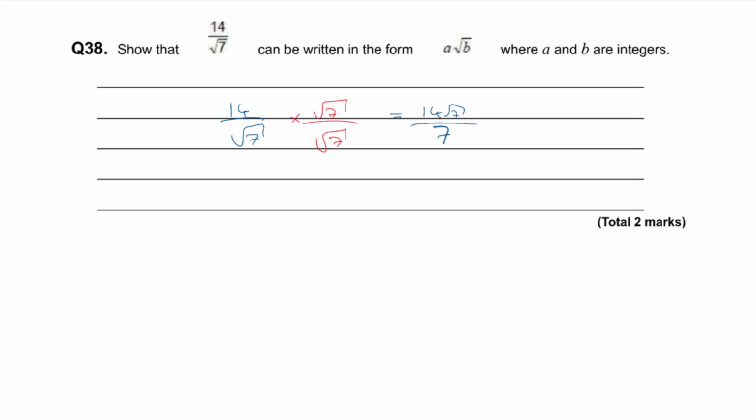Now you'll notice that 7 goes into the 14, so you can cancel that out. So that divides into that, leaving you with 2. So my final answer then is going to be 2 root 7, which is in the form a root b as required, where a is 2, b is 7.